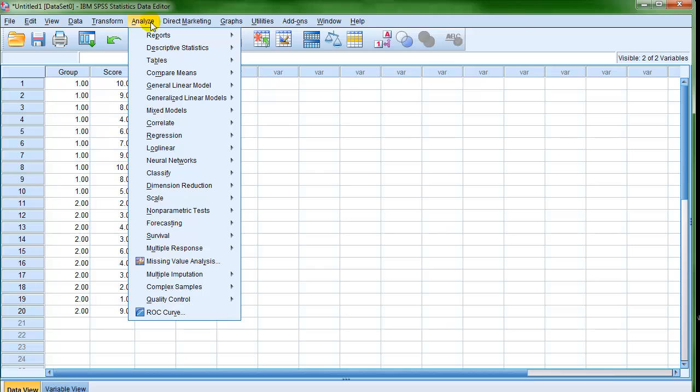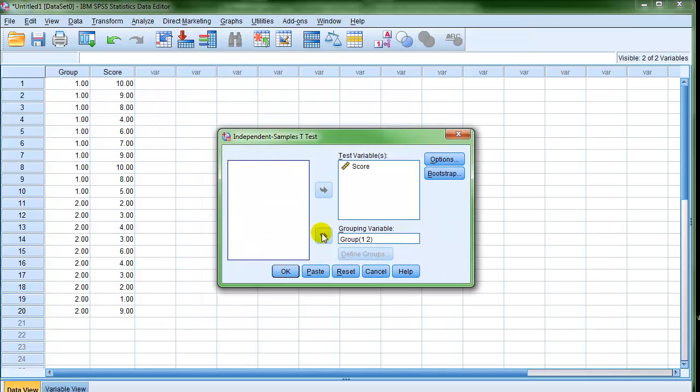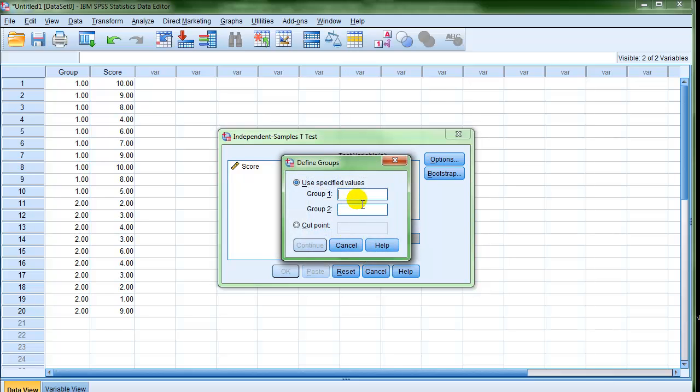We're going to go to analyze, compare means, independent sample t-test. Okay, we are going to bring group over to our grouping variable, and we're going to click on define groups. And group 1, we gave them a 1, and group 2, we gave them a 2. Okay, so this is a step that you absolutely have to take for the analysis to work correctly.